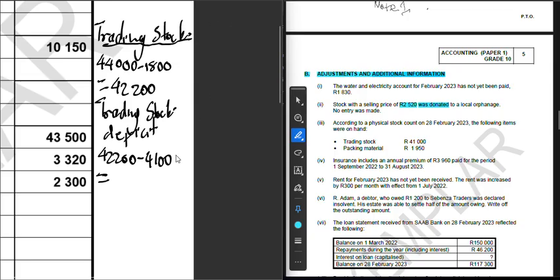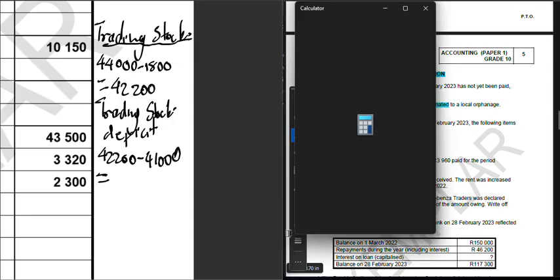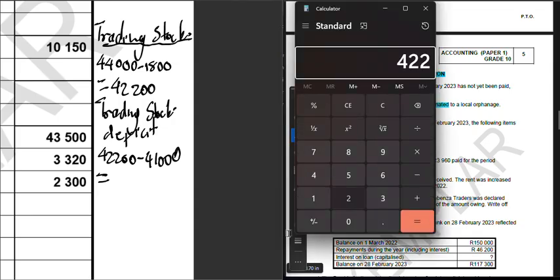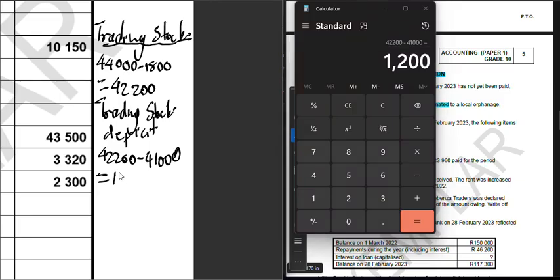Oh, I'm missing a 0 here. It is 41,000. There we go. Now let us continue with the calculation. The calculation is 42,200 minus 41,000, and this leaves us with 1,200. This, ladies and gentlemen, is trading stock deficit.